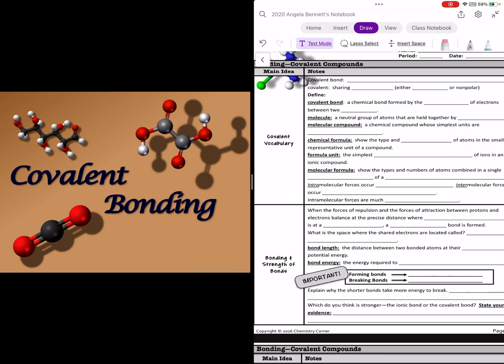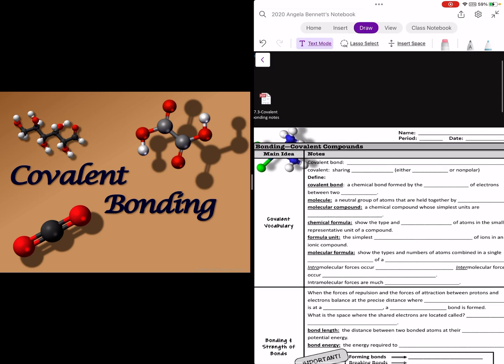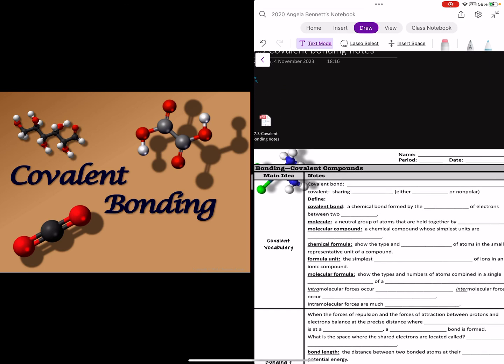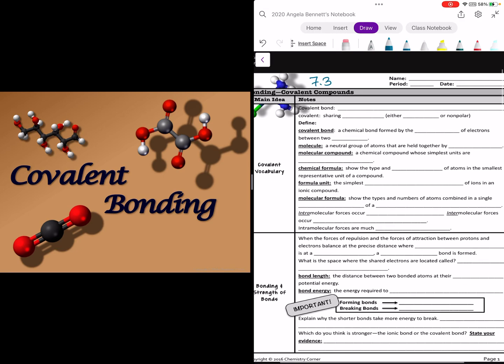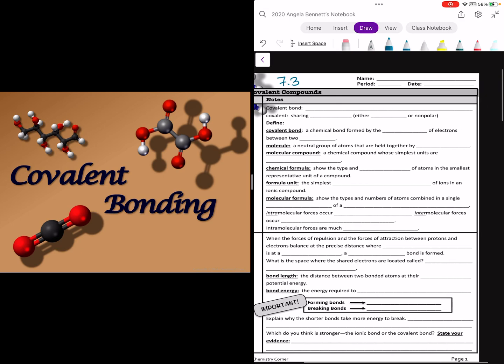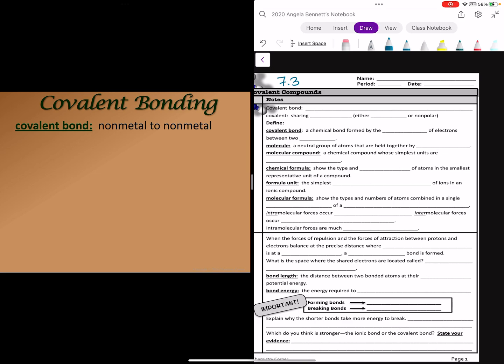All right, so we're in 7.3. And with your 7.3 notes, we need to get into learning about covalent compounds. Now, the good news is that most of this is going to be review. And since it's review, I will go a little bit fast through some of it. So if you need to pause and slow down, that's totally fine. Okay, so first thing, let's get into covalent bonding.